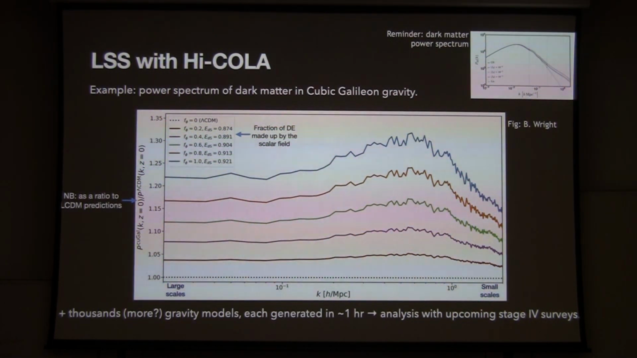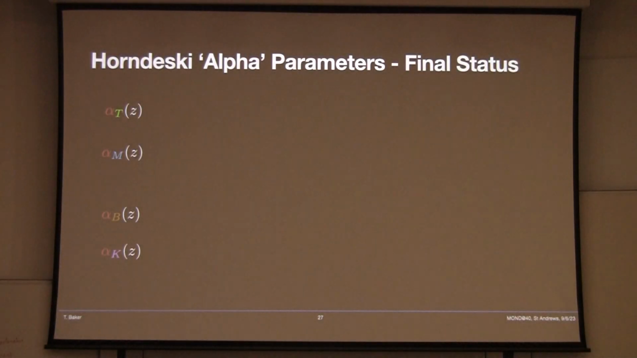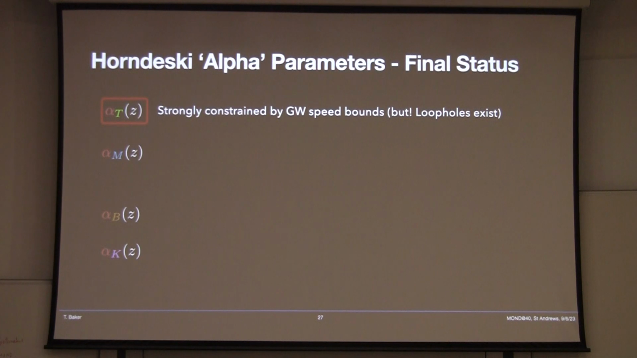Okay, so this is early days for this code, but from these outputs we start to get a handle on how large-scale structure varies in all these different theories of gravity, and the aim is ultimately to use these with the data from these stage 4 upcoming surveys to actually put constraints on these Horndeski models. So that's a work in progress. I can't show you the final answers today, but let me recap the final state of play of our alpha parameters. So this one, strongly constrained.